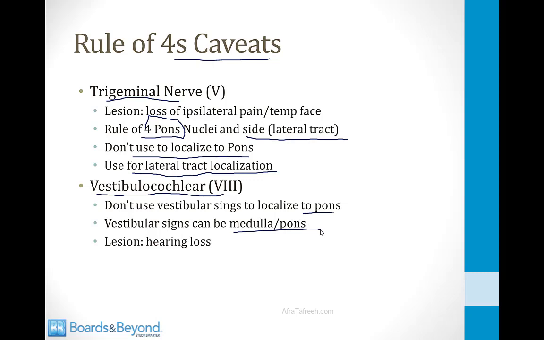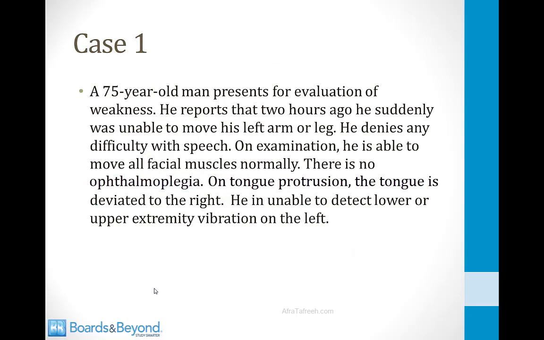So in the paper on the rule of fours, he specifically mentions that you should only use hearing loss to localize cranial nerve 8 to the pons, not the vestibular signs. So the easiest way to understand the rule of fours is to go through a couple of cases and use the tools. So let's do that right now.